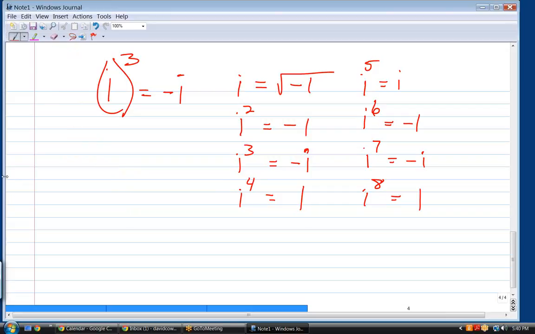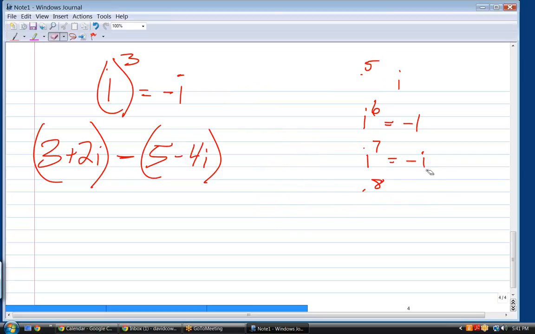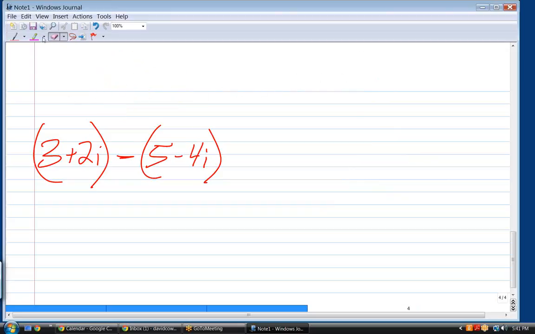Okay. Now, I mentioned addition, let's just do a subtraction one. 3 plus 2i minus 5 minus 4i. Simplify that. Would that be -2 plus 6i?